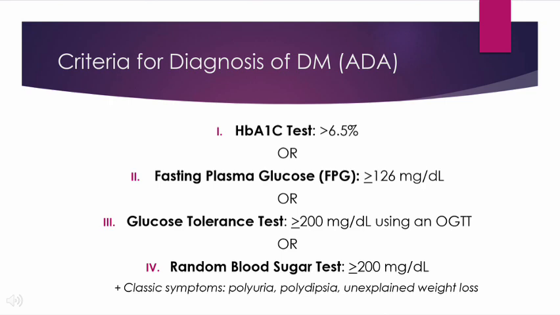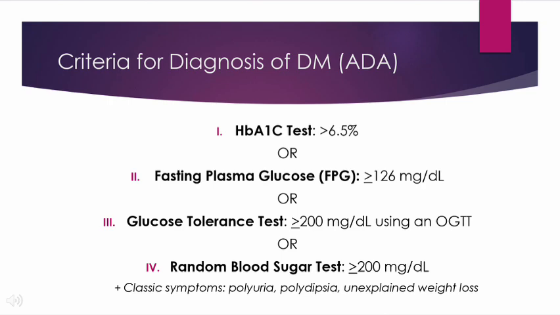Second, fasting plasma glucose. A level of 126 milligrams per deciliter or higher indicates diabetes. This test measures blood sugar after at least 8 hours of fasting. So the patient does not eat overnight, and blood is drawn in the morning. Purpose of this test is to assess the body's baseline glucose level without the influence of recent food intake. It helps us determine how well the body regulates glucose at rest.